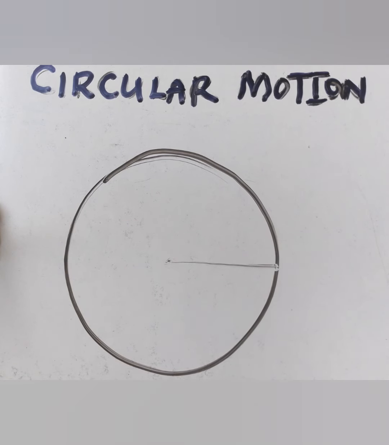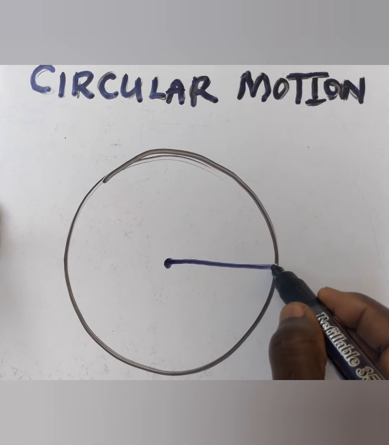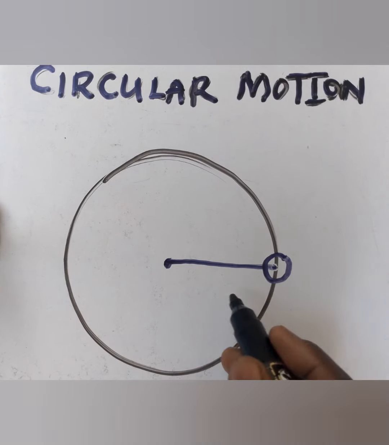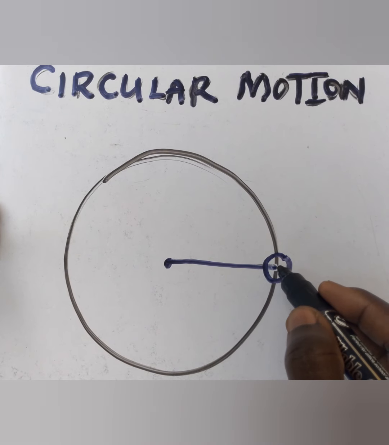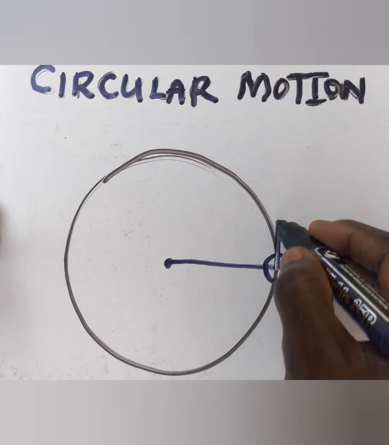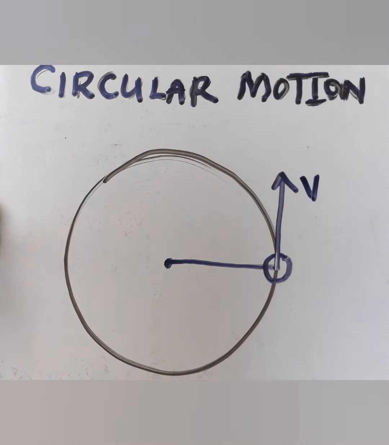Okay, circular motion. If we consider a stone tied to a rope, this is the length of the rope and this is the stone that is tied to the rope. By the time the stone is here, the velocity of the stone will be tangential to the circular path.